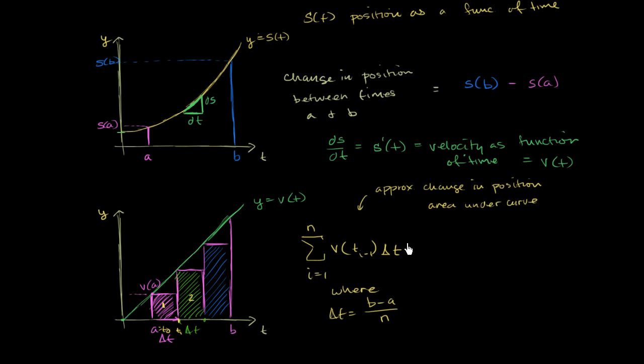Well, we already know what we could do to get the exact area under the curve, or to get the exact change in position. Well, we just have a ton of rectangles. We take the limit as the number of rectangles we have approaches infinity.